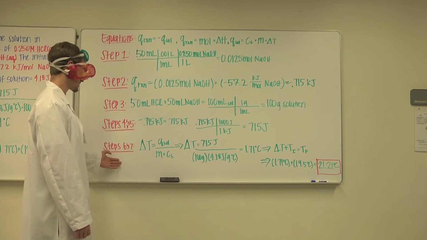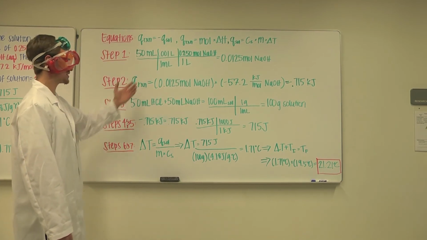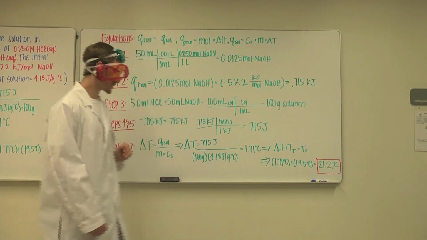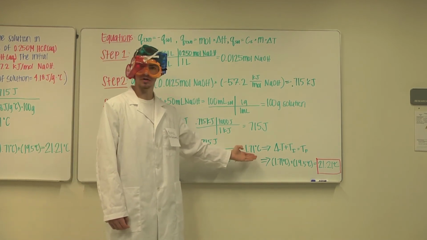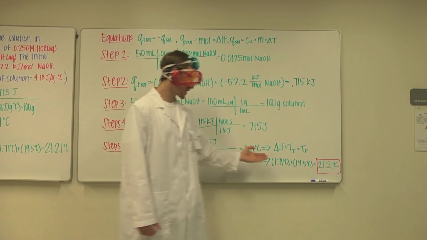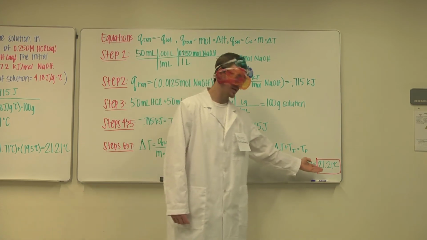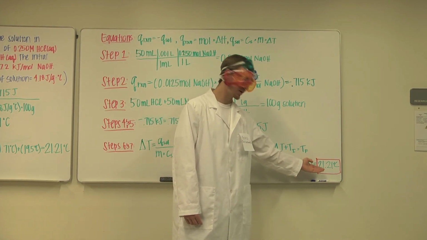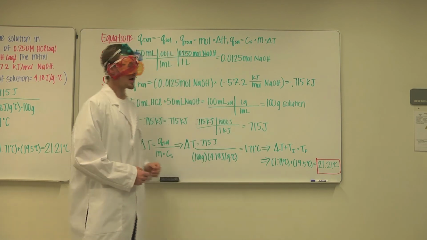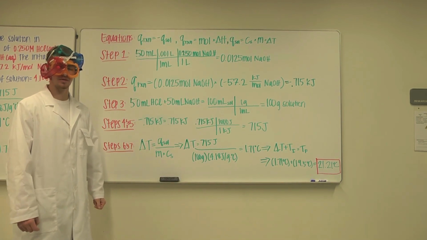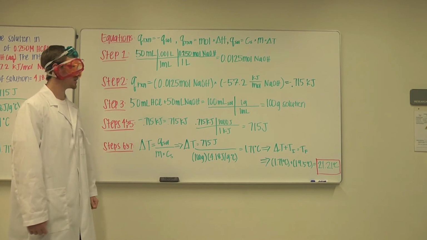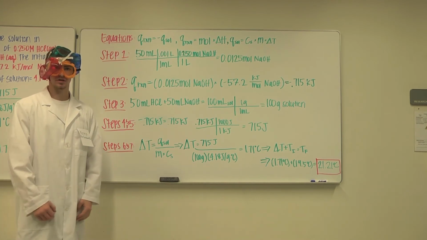In steps 6 and 7, by using our found values and a derivative of this equation, we can find our change in temperature. And we know that our change in temperature plus our initial temperature gives us our final temperature, which in this equation is 21.21 degrees Celsius. By using these 7 steps, you can now solve a calorimetry problem. Pause your video now and make sure you've used all these steps correctly.